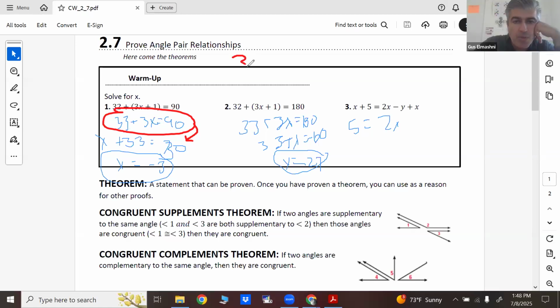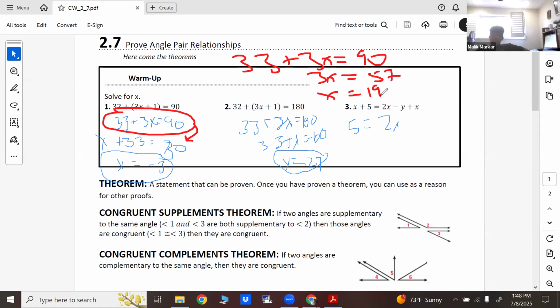You know what you should have done was this. You were doing it a step a little bit premature. I would have subtracted the 33 first, right? And then divide by 3. Then you get 19, 18, right? Yeah. That's what you need to do.